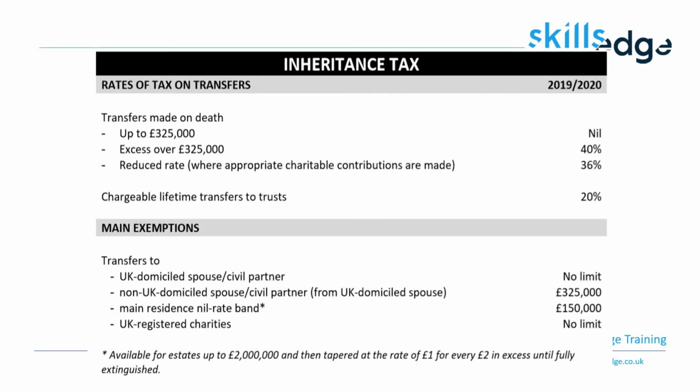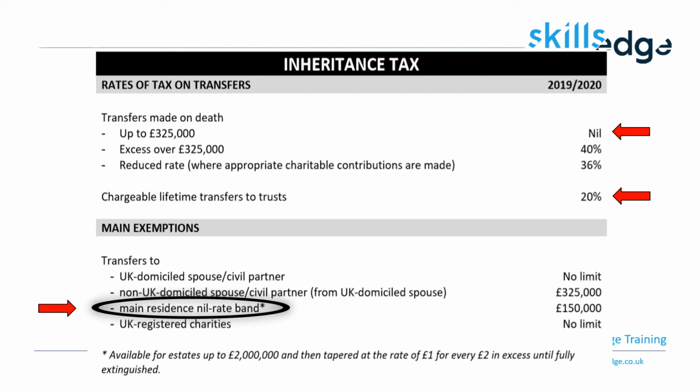Chapter 4 in your CII study text is on inheritance tax, and the tax tables have so much useful information that I've got 2 slides to cover it. The nil rate band, the inheritance tax rates, and even the chargeable lifetime rate of 20% is detailed. Under the headings of main exemptions, you have listed the main residence nil rate band, which is £150,000.